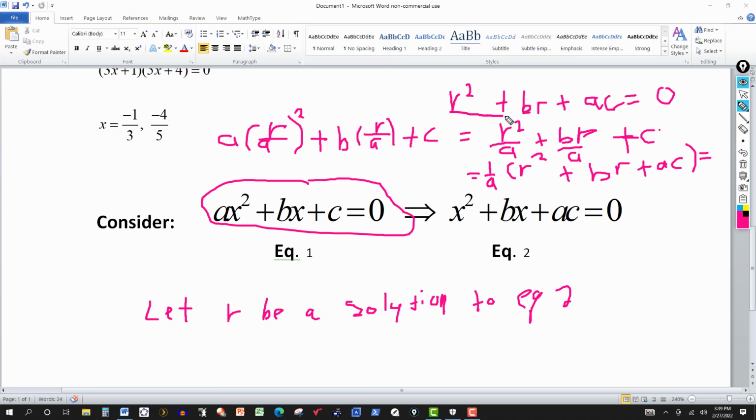Well, because of this right here, r is a solution to equation 2, and that's equal to 0, so this is actually 0. For a quadratic, a cannot be 0. So 1 over a is just a number. 1 over a times 0 is equal to 0. So this does equal 0. And that's why the shortcut works. Mathematically, this shows why it works.